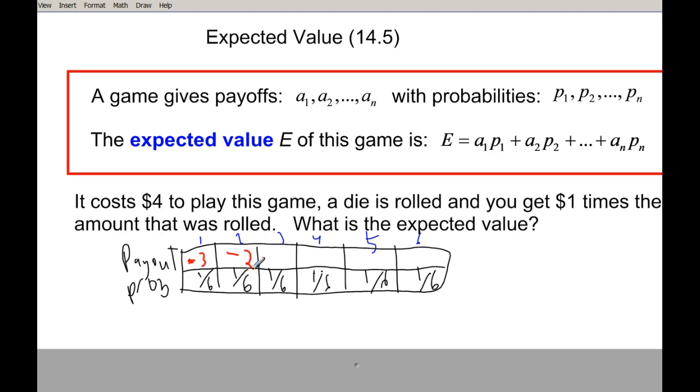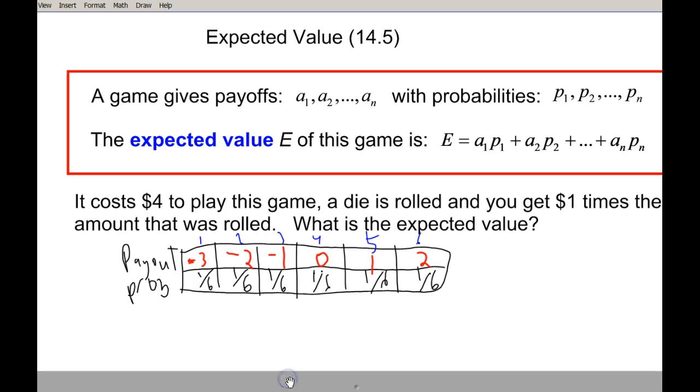If you get $3 back, that would be -$1 total. 4 is a wash. Paid $4 to play, $4 back. You get $1 positive, and you get $2 positive here. So those are your payouts. That's probably the most difficult part about setting up the problem. And now it really just becomes relatively simple here.